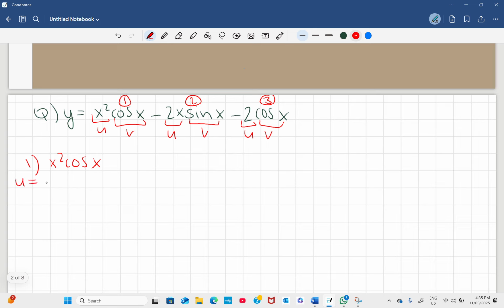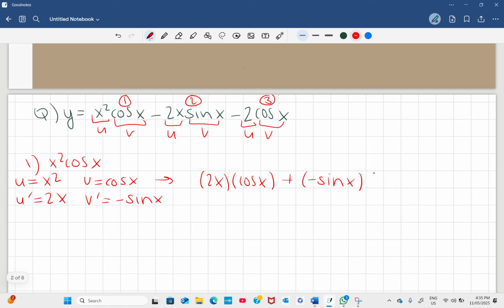So I'm gonna take u to be x squared, u prime to be 2x, v to be cosine x, and v prime to be negative sine x. Now I'm gonna apply the formula. So u prime v, which is 2x into cosine x, plus v prime u, which is negative sine x into x squared. So we can rewrite this as 2x cosine x minus x squared sine x. So here, this is our first answer to this bit.